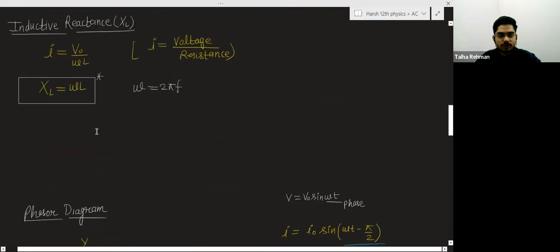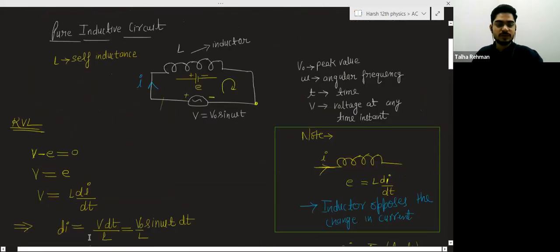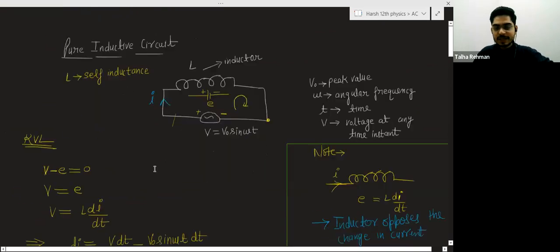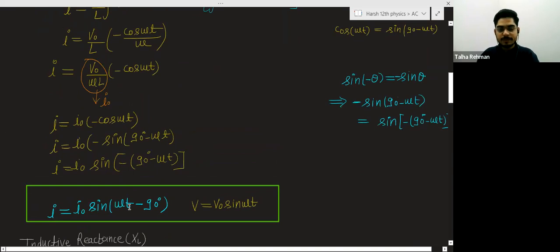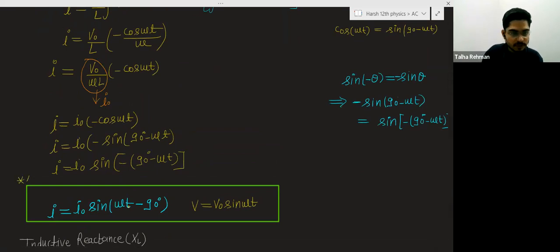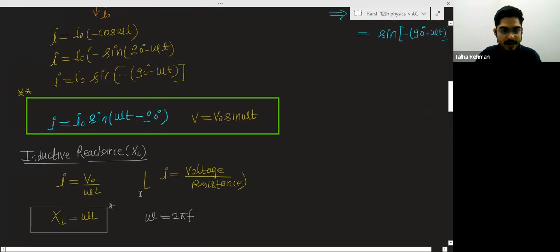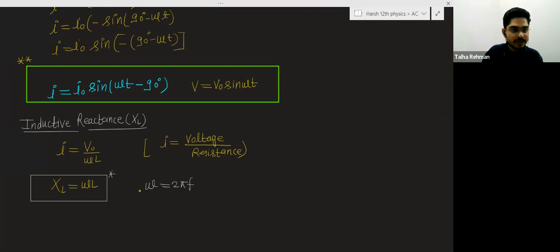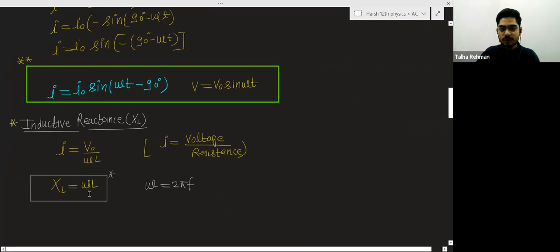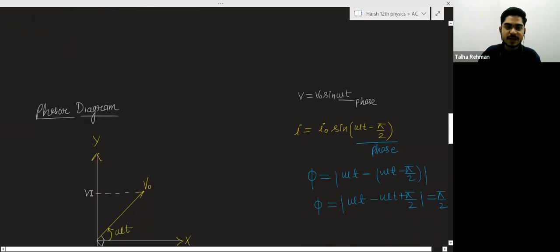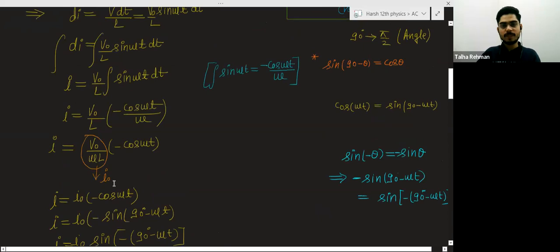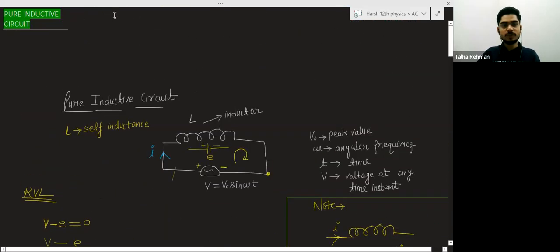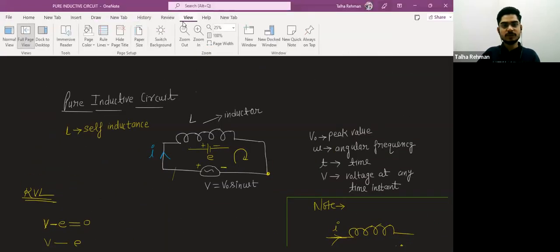Now you can just write this down. The main important things you have learned here: first, you should know the equation; after that, you should know the inductive reactance formula; and after that, you should know how to draw the phasor diagram. Okay, you can now just copy this.